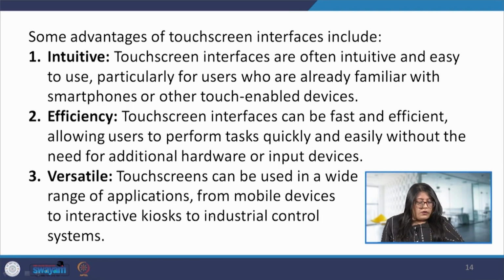Now, some advantages of the touchscreen interface: they are intuitive, so they are easy to use, and if somebody is already familiar with how the touchscreen interface works, then for them it is very easy. Then they are efficient, so they are fast and quick. We can find the right name or the right application very quickly as opposed to older methods. Also, they are versatile because we can use them in many different areas: mobile devices, industrial applications, hospitals. In a lot of areas they have application.